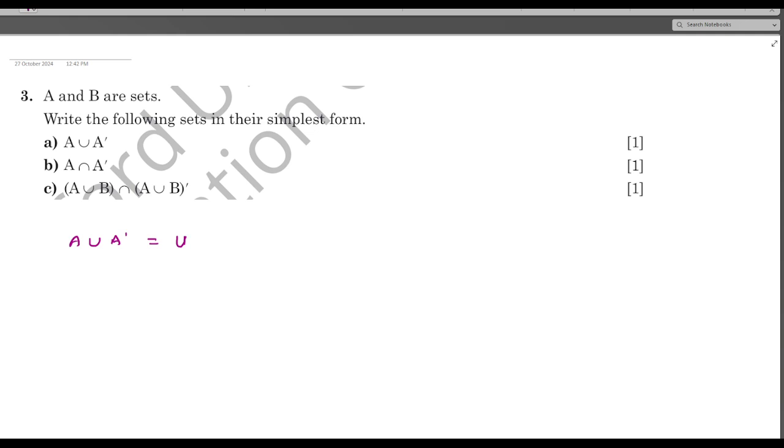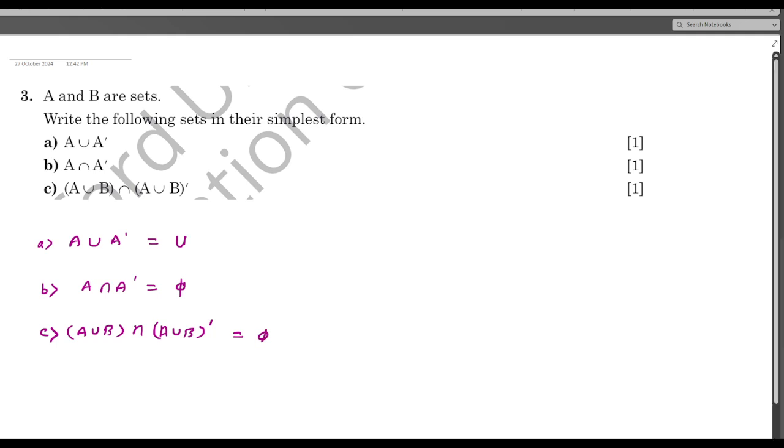Okay, now this is your answer for A. Answer for B, your A intersection A complement. Now when I see what is common, I find nothing is common. So this is how we represent the null set. Okay, now see A union B intersection A union B complement. Now A union B complement means anything but not A union B. So again there is nothing common. You will say that this is again a null set.